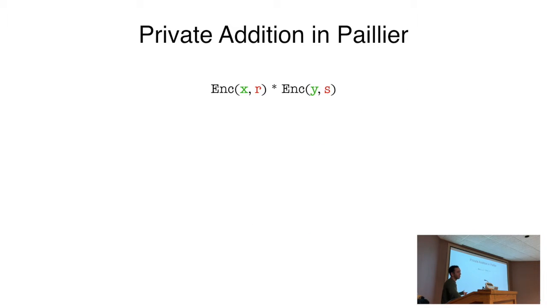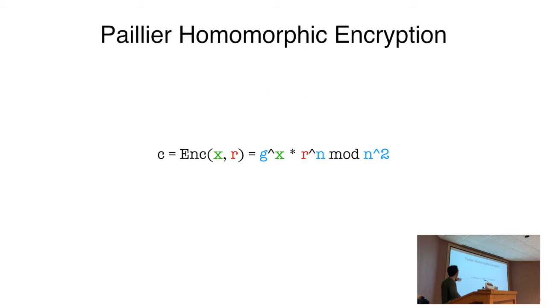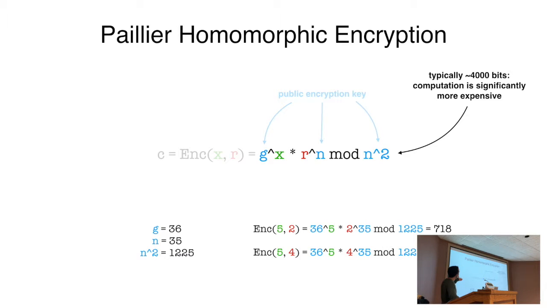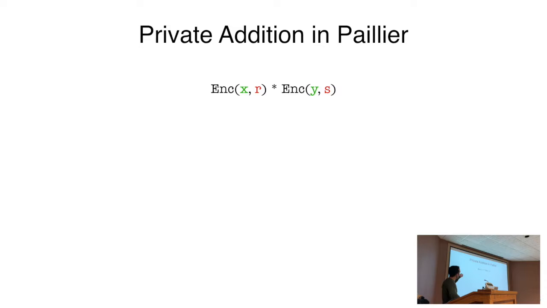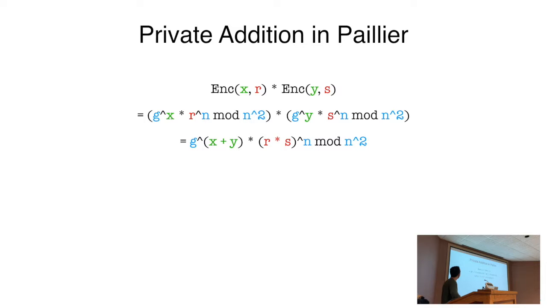So private addition, how do we do that? We're actually going to take these encrypted numbers, using this formula, and then multiply them together to get a private addition. If we expand this, basically just using properties of modular arithmetic, we can get to this expression, so that you can see that this is the formula for just the encryption of x plus y.